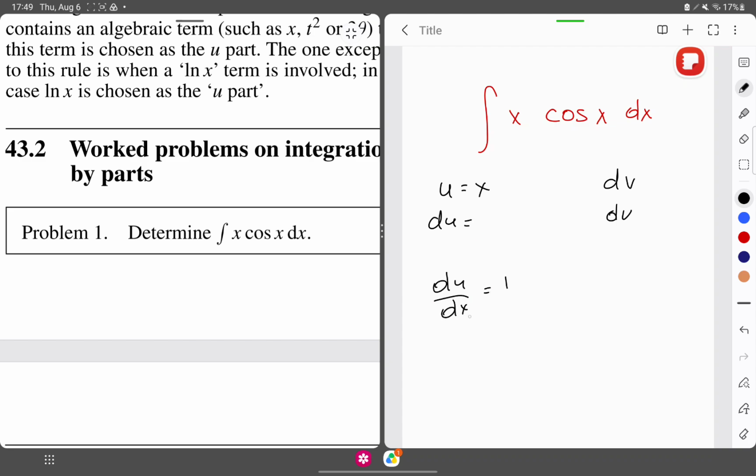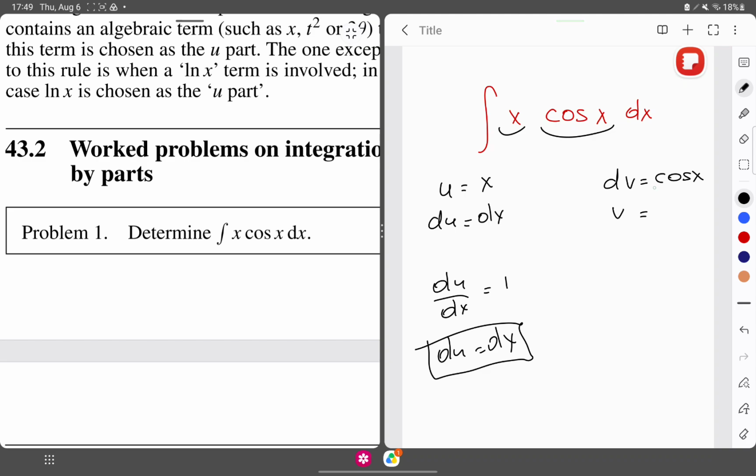But in this situation, I think that if we say our u is x, then du over dx will be 1 and du will be dx, which is easier to find. So our u is x, du is dx. Then cosine x will be dv, and the integral of cosine x is sine x plus c1. We can write c1, but I think it will be better to write the constant at the end.